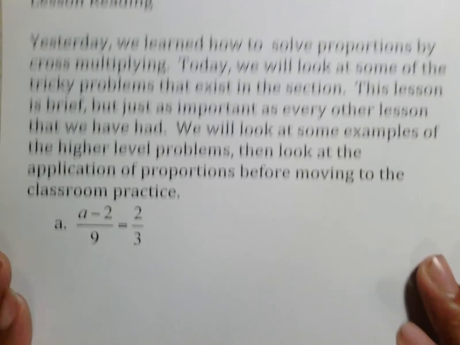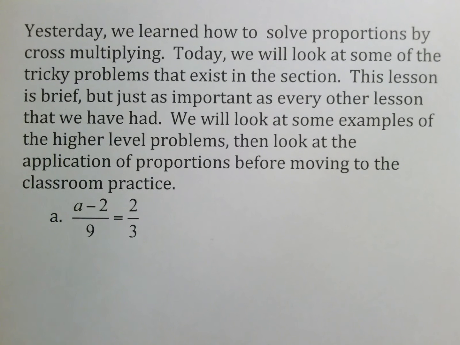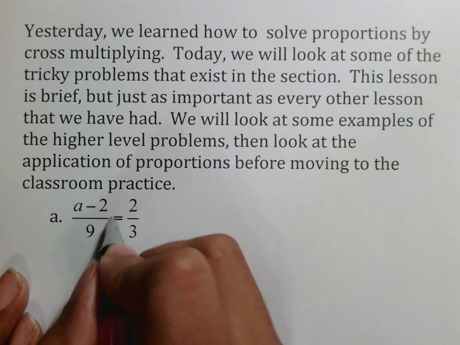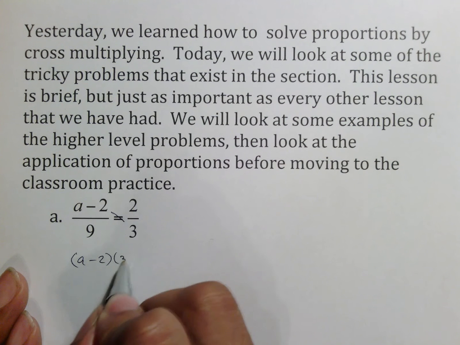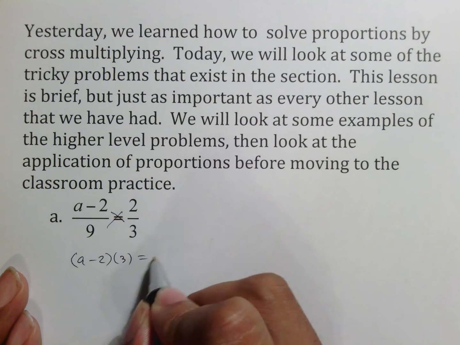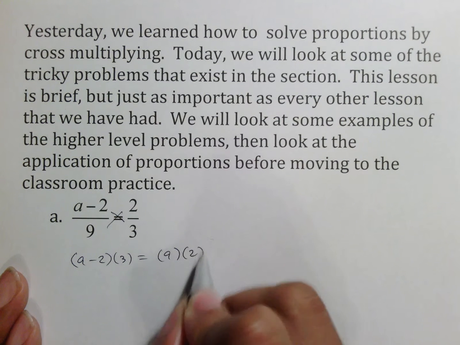So this is the only thing that's different in our proportions today. You will notice that yesterday we only had a letter over a number, but now we have something extra, and this is where the parentheses came in. If you did your parentheses yesterday like you were supposed to, it will be okay. If you were taking shortcuts, you're going to miss a lot of these questions. This is where I used yesterday all parentheses, so (a minus 2) times 3 should equal 9 times 2.